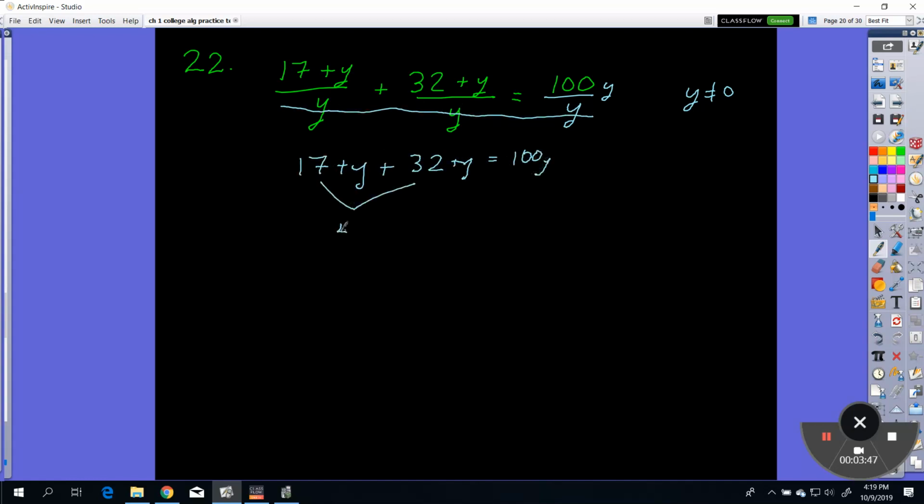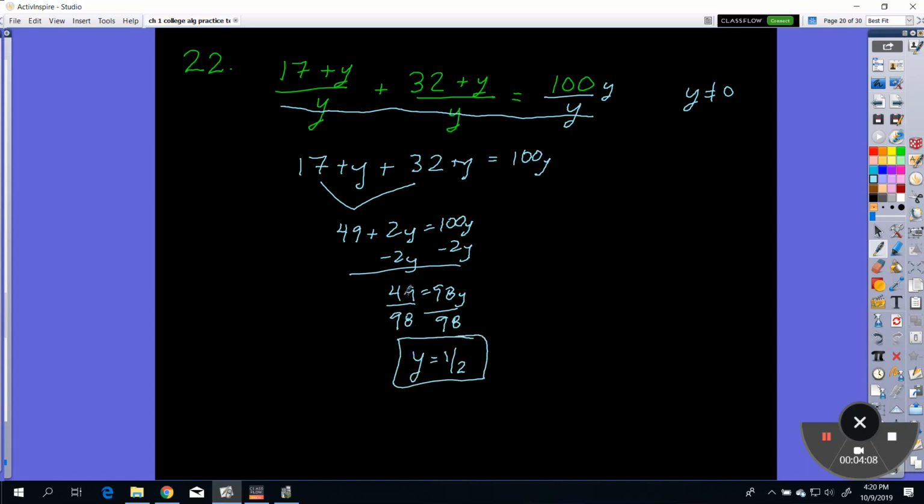17 plus 32 makes 49. Y plus y makes 2y equals 100y. So I minus the 2y from each side. I have 49 equals 98y. So now I divide it by 98 and y equals 1/2. The mistake a lot of people make is they go 98 divided by 49. Realize you're dividing by 98 to get the y alone. So make sure you do that. Make sure you go 49 divided by 98 is 1/2.